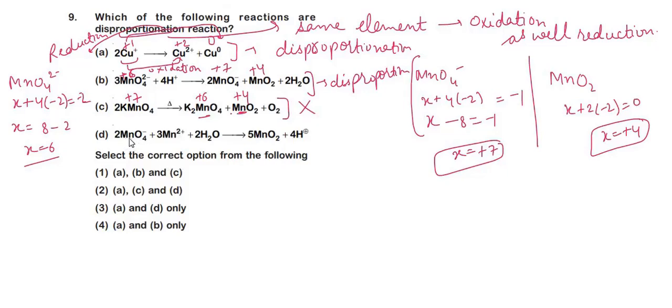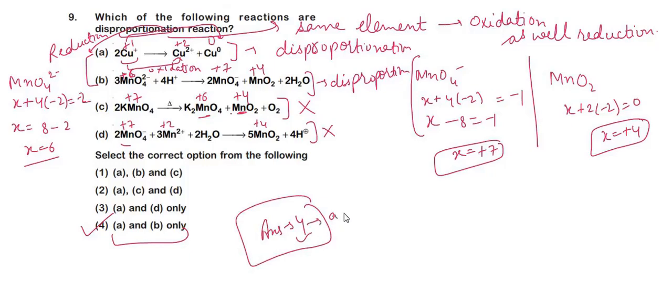Now come to the fourth example. MnO4 negative means manganese +7. When it reacts with manganese +2, it gives us MnO2, that is +4. Again, this is not a disproportionation reaction. So options A and B are disproportionation reactions, so the correct option is option number 4. That is, A and B are disproportionation reactions, where the same element or the same species undergoes oxidation as well as reduction.